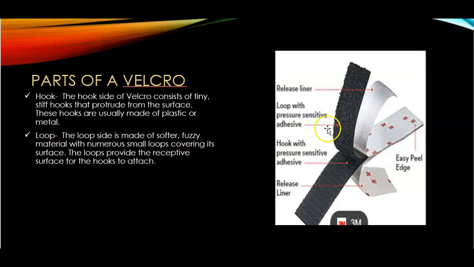As you can see in my picture, the different parts of the Velcro: we have the release liner, and we have the loop with pressure sensitive adhesive. It is usually very rough. It's the same from the top and the bottom, but this one is slightly smooth.